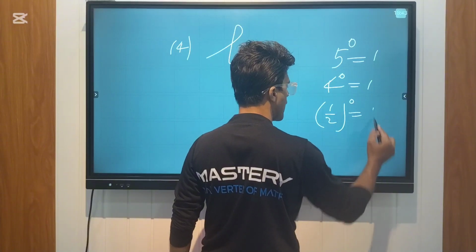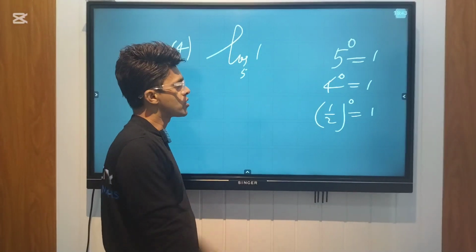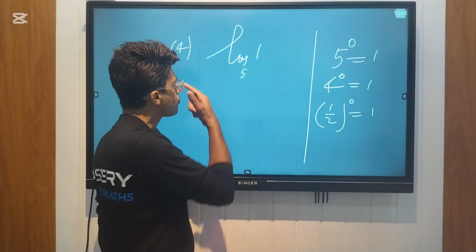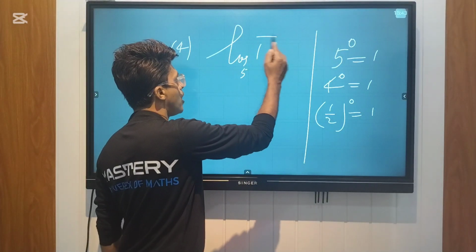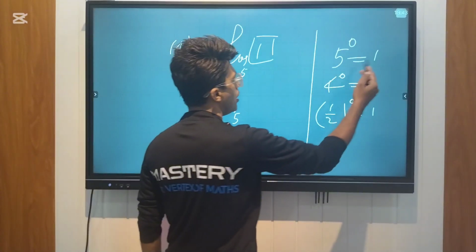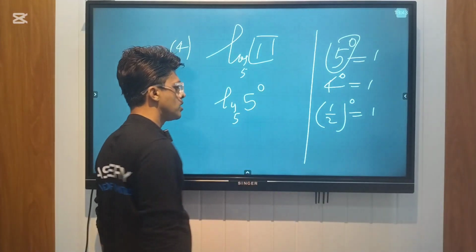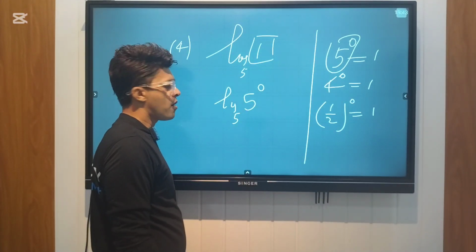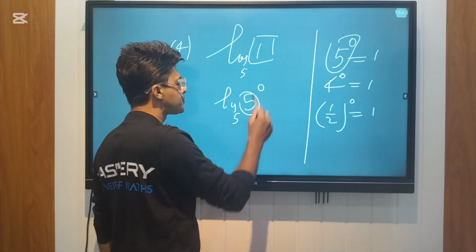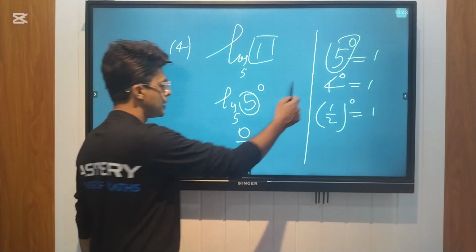This knowledge you gained last year, right? Grade 9 students were taught this. So instead of this 1, we write 5 to the power 0, right? Here 5 to the power 0. Then 1 also was written as a power of 5. So here the answer is 0.